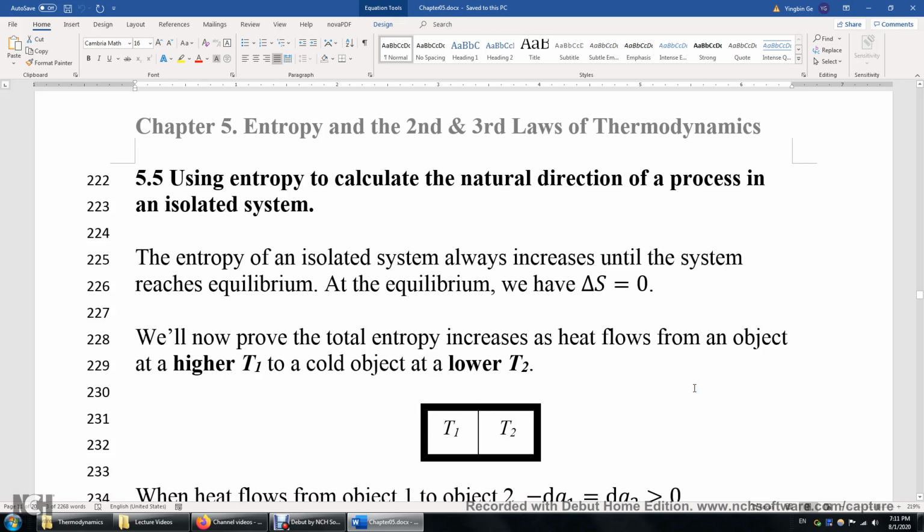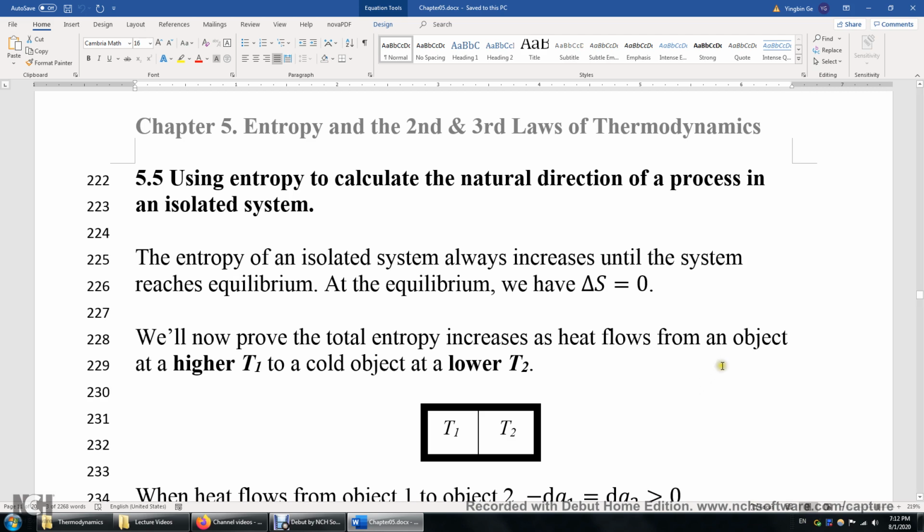Section 5.5, using entropy to calculate the natural direction of a process in an isolated system. It's very simple. If entropy increases, that's the natural direction. If entropy decreases, that's impossible. What if the entropy remains unchanged? Well, then this system undergoes a reversible process, or the system has reached equilibrium.